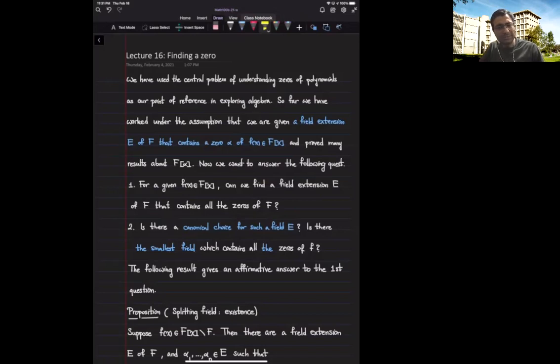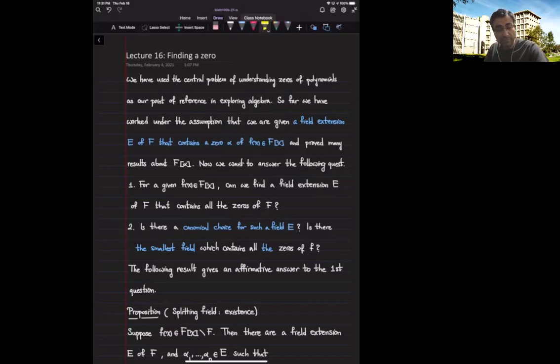Now, what we want to understand next is that for a given polynomial, can we actually find a field extension that has a zero of this polynomial? Next, we want to understand if there is a field extension that contains all the zeros of such polynomial. Is such a field a unique one, a canonical one? Can we talk about the smallest such field? So these are the questions that we want to address next.